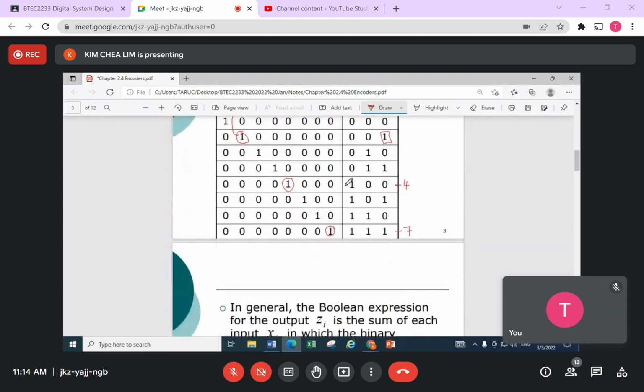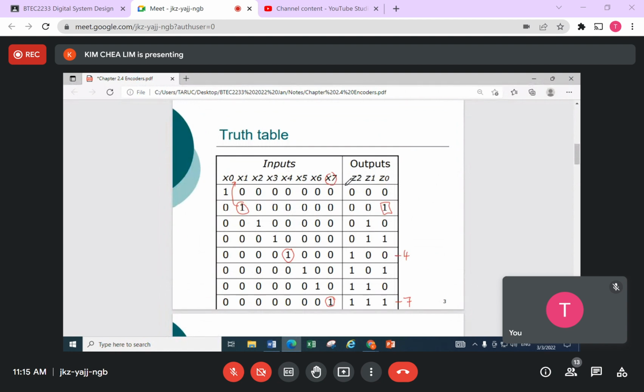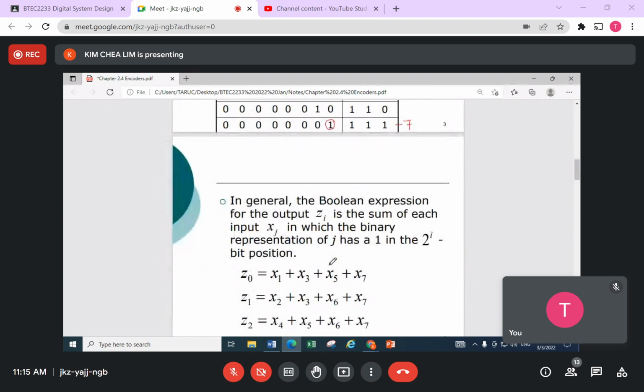It's very easy if we want to design this encoder. For Z2, how do we make Z2 equal to 1? You find that there are 4 ones that appear at Z2. So Z2 will be a 1 if X4 is a 1, or X5, or X6, or X7. The word "or" means that, written in terms of Boolean expressions, we plus all of them together. All these inputs ORed together form my Z2. Do the same thing for Z1 and Z0. Same type of concept.